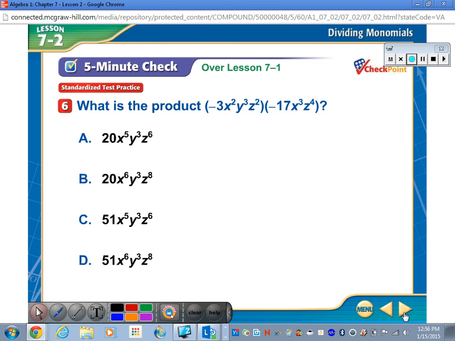And then this one is: what is the product? Again, we're looking at the rules from yesterday. What you're looking at here is the product of powers. We talked about that. Don't forget the rules for your numbers. They haven't changed. So you're going to answer all of those.